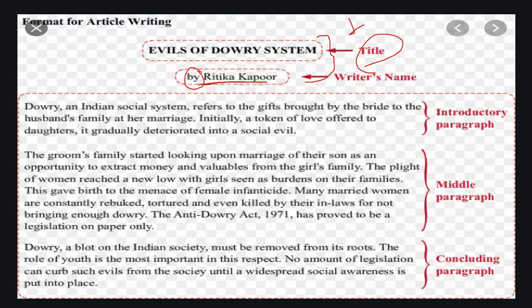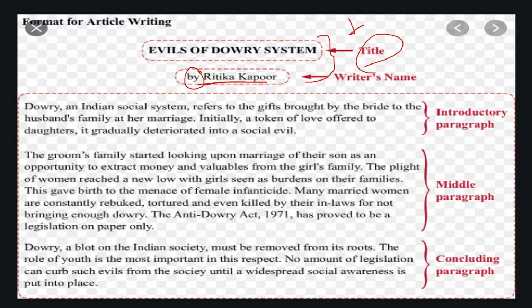It means that dowry was not an evil in the old times. It was given out of pleasure. People used to give dowry as a token of love, but nowadays this dowry has become evil because people want to draw money from the bride's side. Then, the plight of women reached a new low with girls seen as burdens on their families. This gave birth to the menace of female foeticide. Many married women are constantly rebuked, tortured, and even killed by their in-laws for not bringing enough dowry.